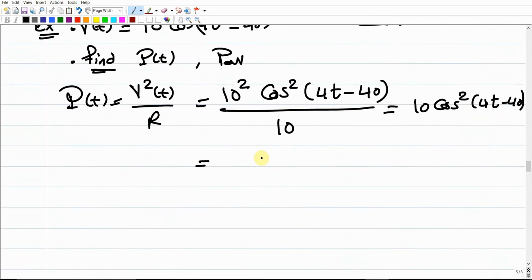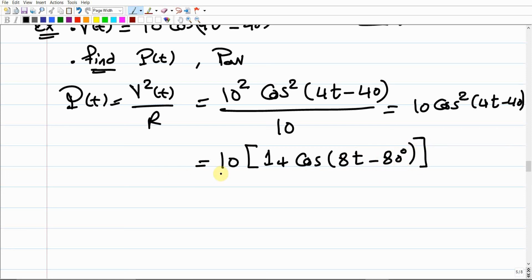So doing so here, we're going to end up with this expression like 10. The cosine squared is going to be 1 plus the cosine of double this angle, which is going to be 8t - 80 degrees. This is going to give us automatically the power as a function of t. This is the power function.